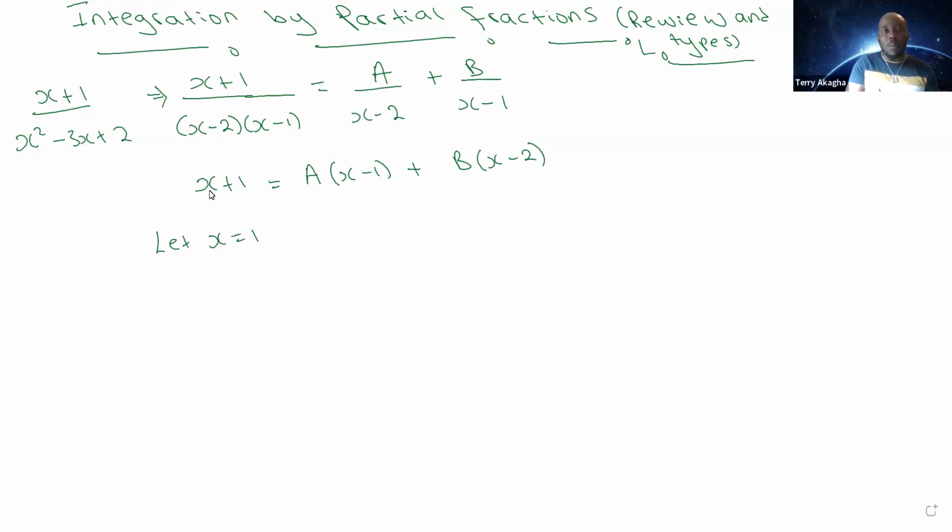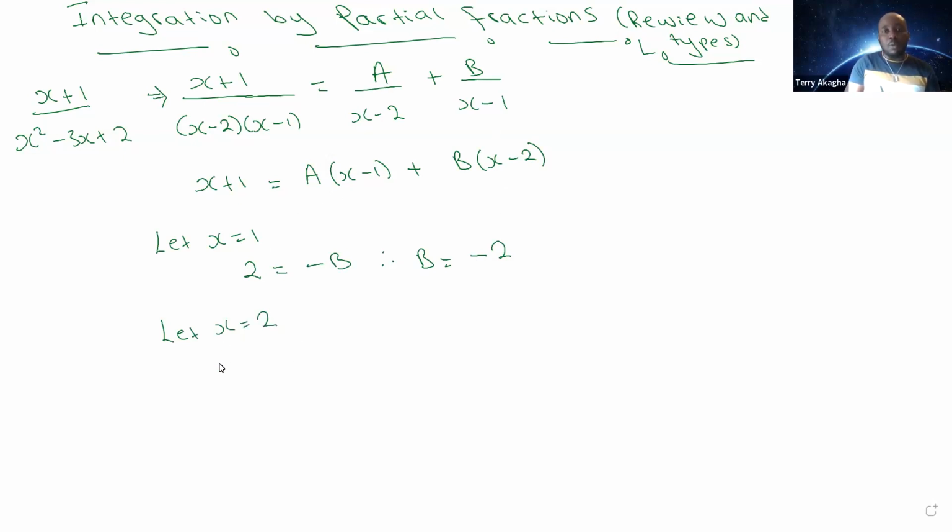If you put 1 here, 1 plus 1 gives 2, which is equal to 1 minus 1, which gives 0, so this cancels out. Then 1 minus 2 gives minus b. Therefore b is equal to minus 2. Now I'm looking for a, so I need to cancel out b. I can make x equal to 2.